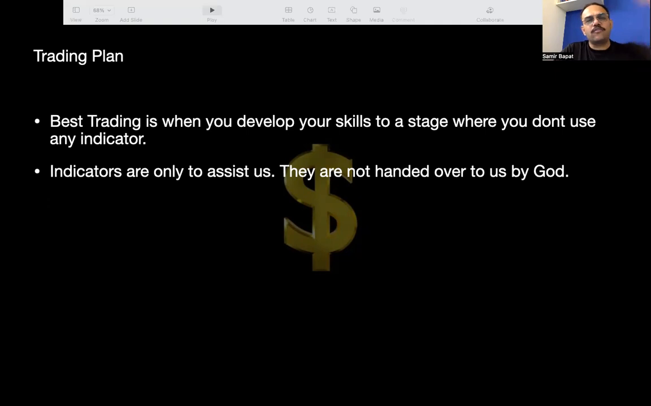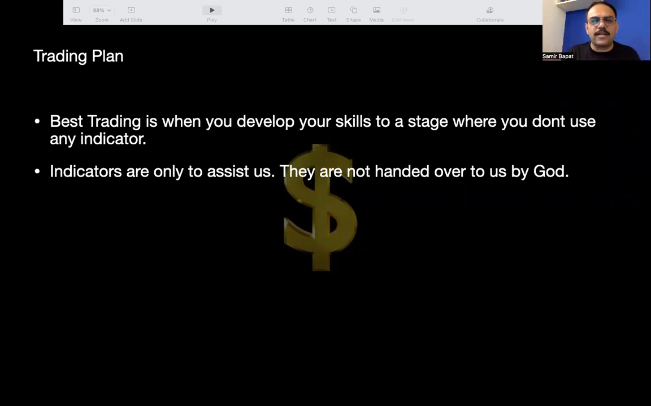They are not handed over to us by God. God has not given us the yellow moving average, yellow RSI or MACD or ADX. They are man-made. They were made to give us an indication of what is likely to happen. They are not fool-proof. Please always remember, no indicator is perfect. An indicator is an indicator. It will only indicate that something is likely to happen.